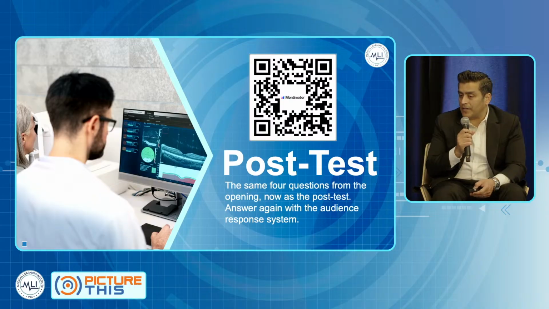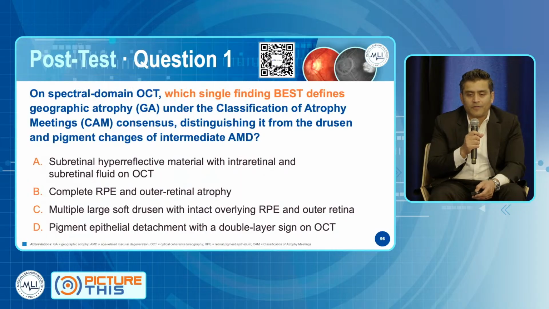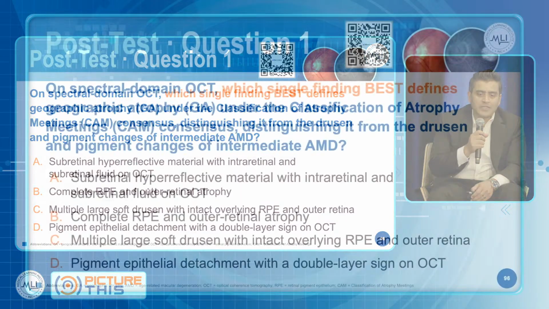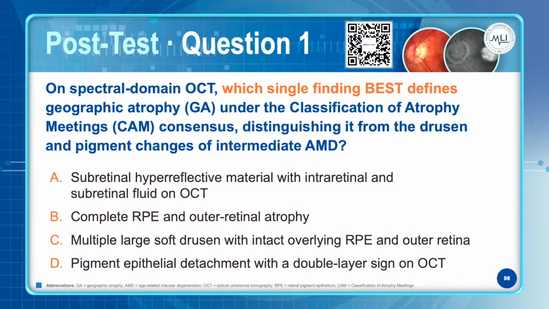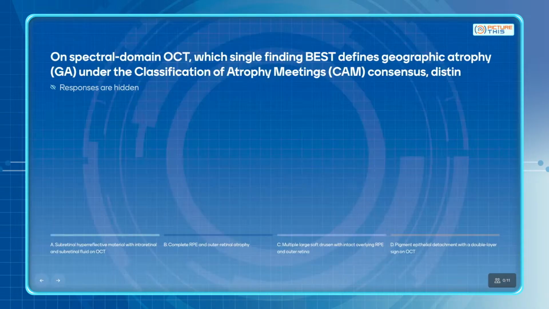In the last 3 minutes, Glenn, let's cover the post-test and see how the learning has been. This morning, we were bright and early with a lot of coffee in the room. So going back to the pre-test question, now this is the post-test. On spectral domain OCT, which single finding best defines GA under the CAM consensus, distinguishing it from the drusen and pigmentary changes of intermediate AMD? So please go ahead and answer, and let's see what the learning was.